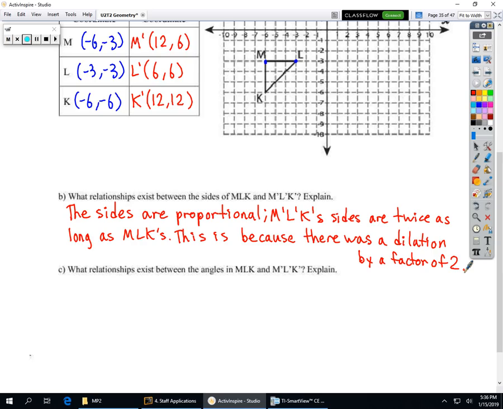And what's the relationship between the angles? Well, with a dilation, the angles do not change. They're the same angles. The angles are congruent. The angles are congruent because dilations do not affect angles.